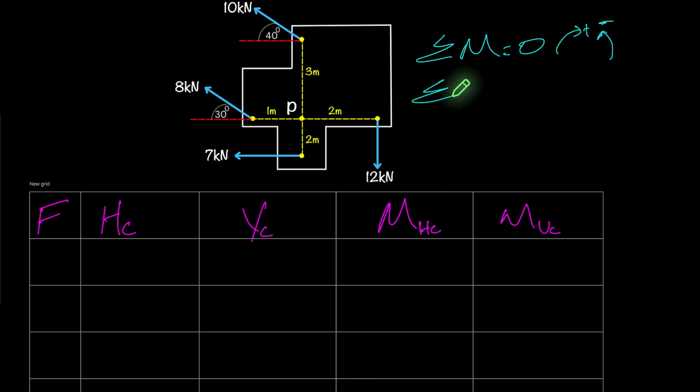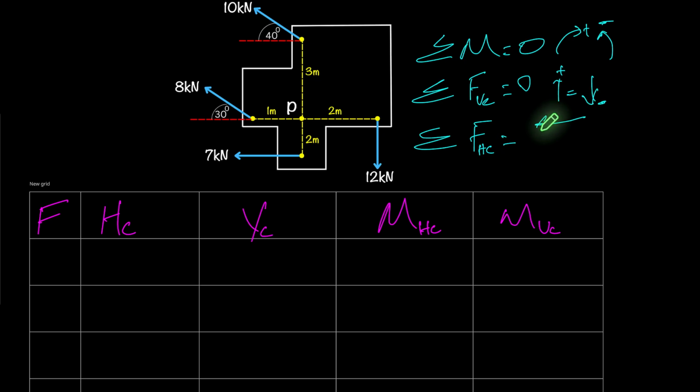Let's say we also do the sum of our vertical forces, so that's our vertical force component, would be equal to 0 as well. And what that means to us is the sum of our upward forces should be equal to the sum of our downward forces. And we're taking upward forces to be positive, downward forces to be negative. And then finally our sum of the horizontal components, where we're taking forces going to the left to be negative, forces going to the right to be positive. So those are our three equilibrium equations that we will use.